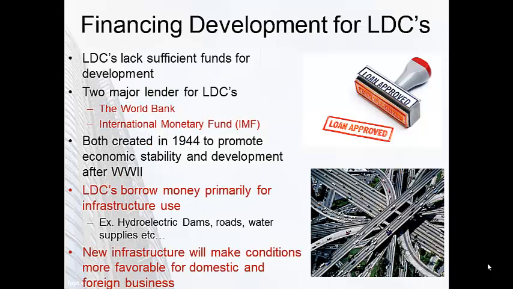How do LDCs gather funds, right? How are they financed? Well, unfortunately, like I just said, they lack sufficient funds for development. So there are two major world lenders out there for LDCs, the World Bank and the International Monetary Fund, or IMF for short. They both were created in 1944 to promote economic stability and development after World War II. Now, LDCs borrow money primarily for infrastructure use, such as hydroelectric dams, roads, and water supplies. Here's the reason why. New infrastructure will make conditions more favorable for domestic and foreign businesses. Foreign and domestic businesses are not going to go to a remote area within a country unless it has infrastructure to transport their items out of that area.